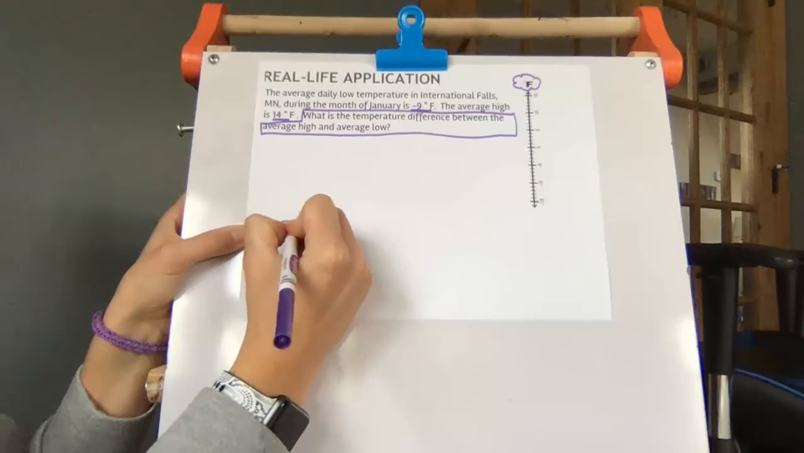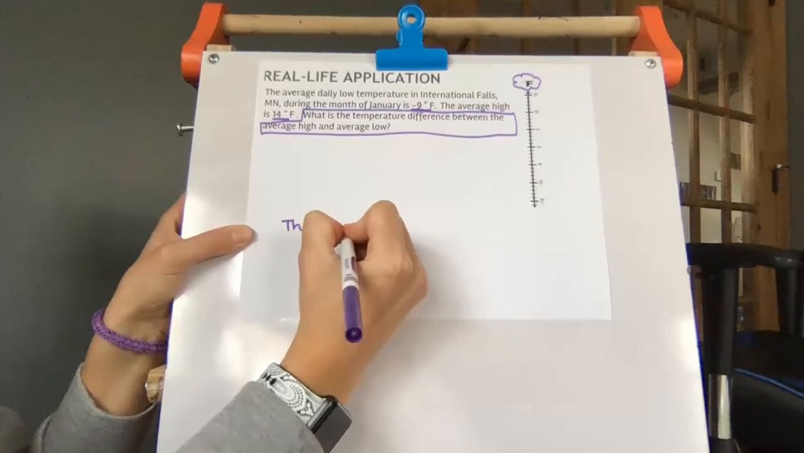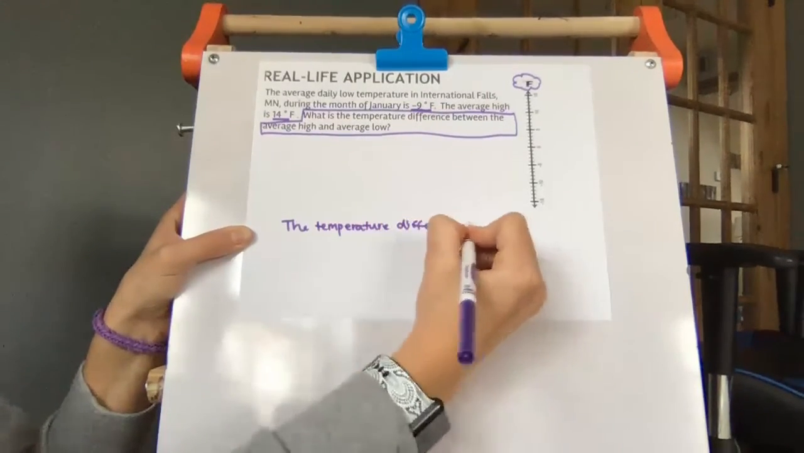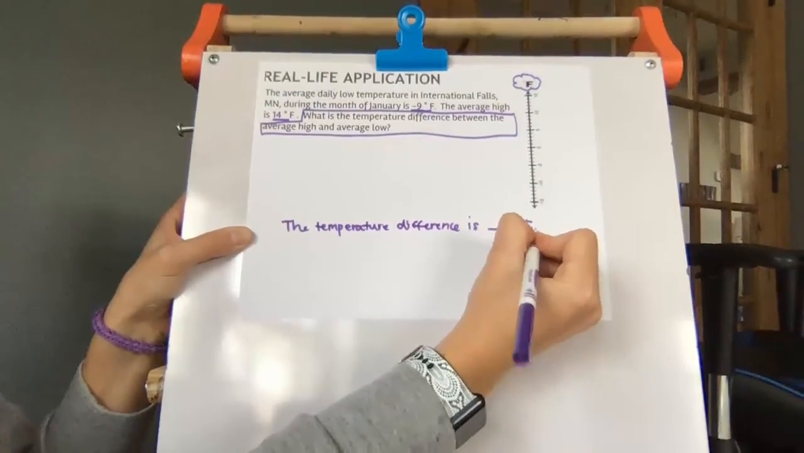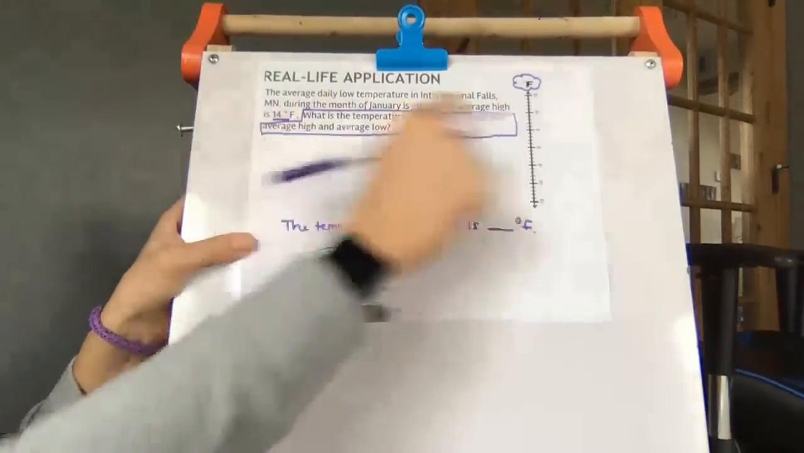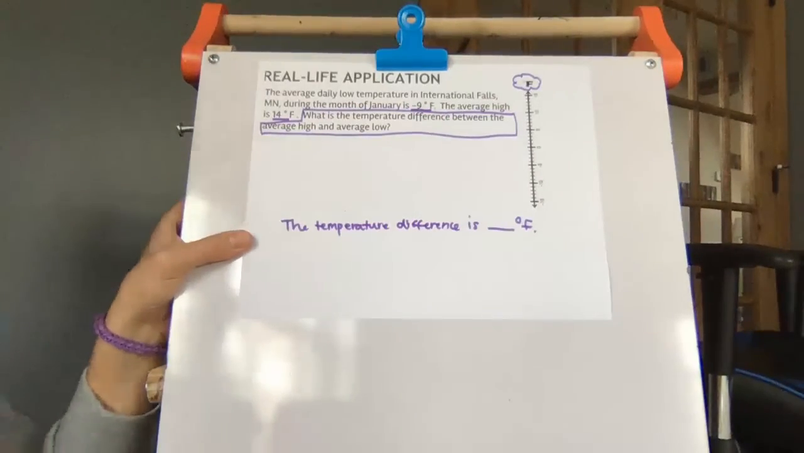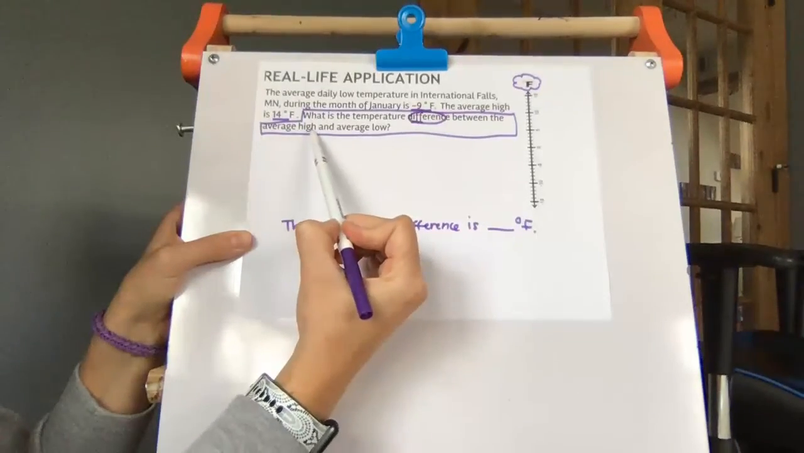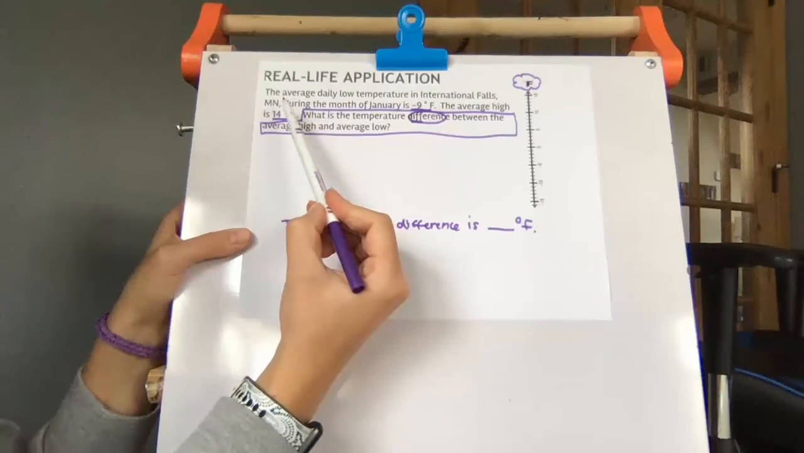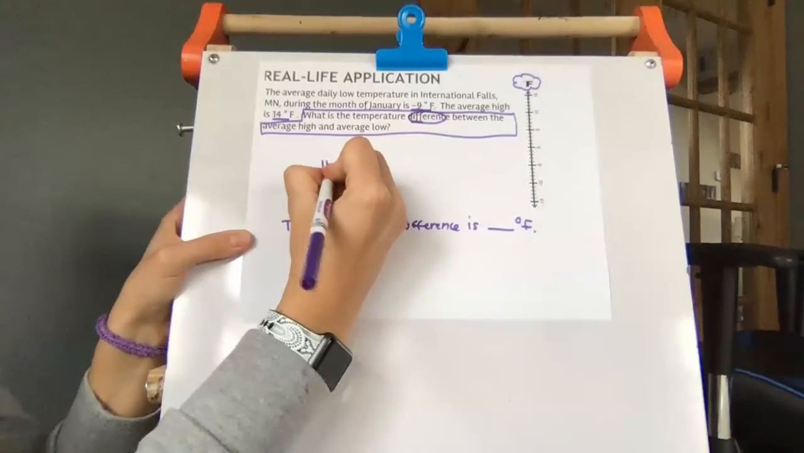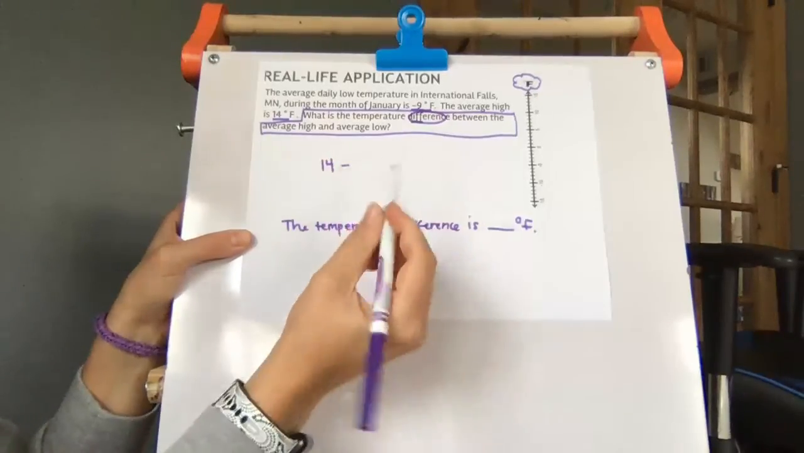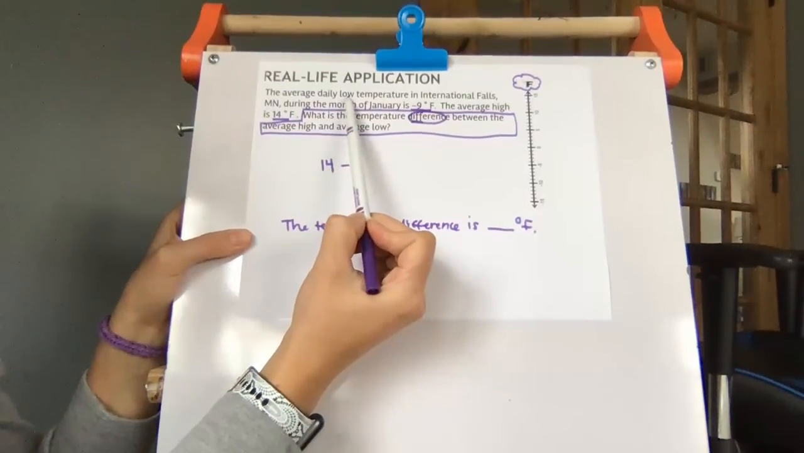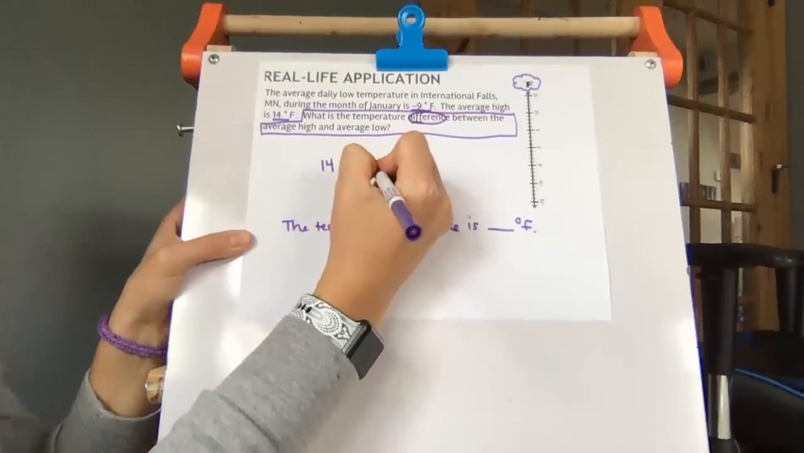So let's put that in a sentence. The temperature difference is blank degrees Fahrenheit, period. So the number that we get is going to be dealing with Fahrenheit up here. So we're looking for the difference. That's a key operation word between the average high and the average low. So which temperature goes with the average high? 14 degrees, right? So 14 minus the average low, because the order that we subtract matters, right? The average low is negative 9. So minus a negative 9.